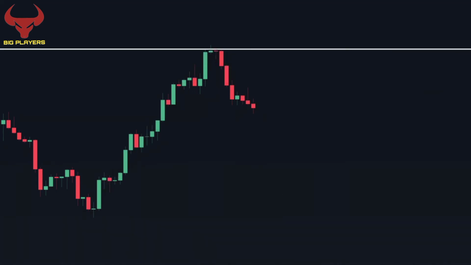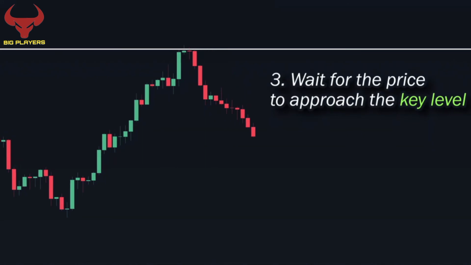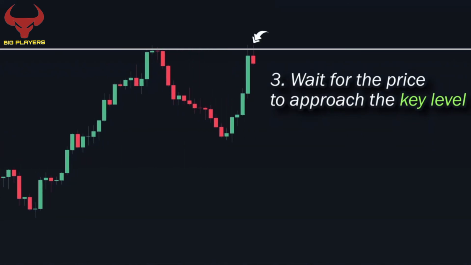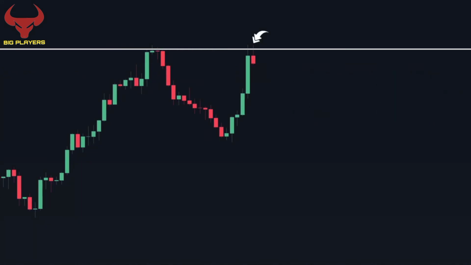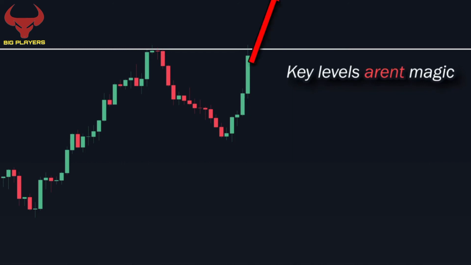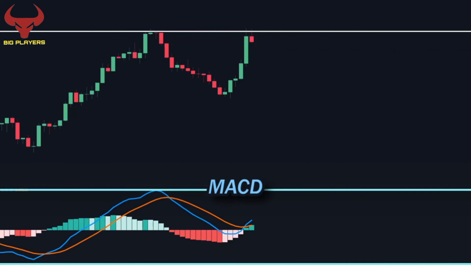The next step is you want to wait for the price to approach the same key level once again. Now once this happens, we are expecting the price to reverse downwards. However, just because the price touches a key level doesn't guarantee that a reversal will happen, because key levels aren't magic. Prices can always break right through. And that is why we need to use extra confirmation to make sure that there's actual downwards momentum as price touches this area, which is where the MACD indicator comes into play.